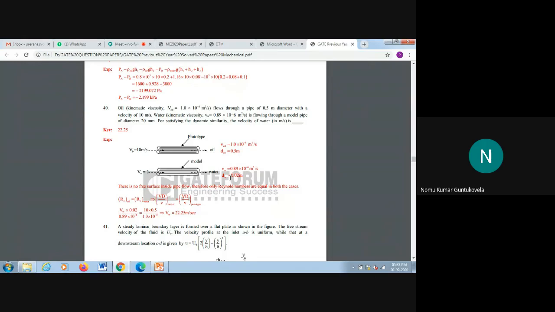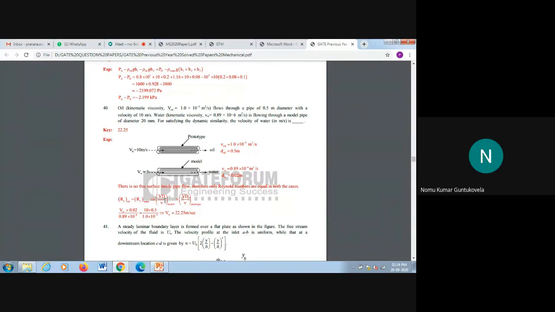Another formula we have is the Reynolds number formula. Reynolds number equals velocity into diameter divided by kinematic viscosity. Here the Reynolds number of oil equals the Reynolds number of water, which is nothing but V into D by kinematic viscosity equals VD by v, the prototype with respect to the model.